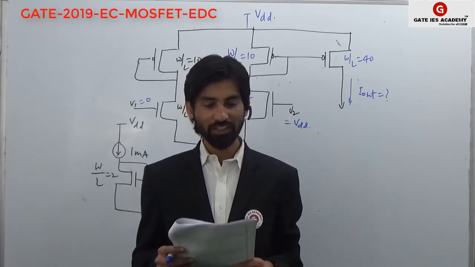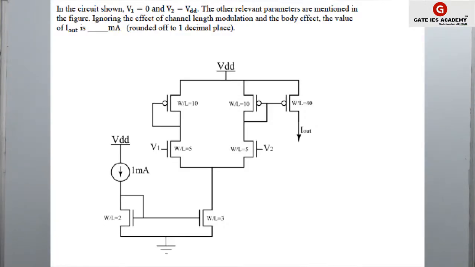In the circuit shown, V1 equal to 0 and V2 equal to VDD. The other relevant parameters are mentioned in the figure. Ignoring the effect of channel length modulation and the body effect, the value of I out in milliampere is to be answered, rounded off to 1 decimal place.